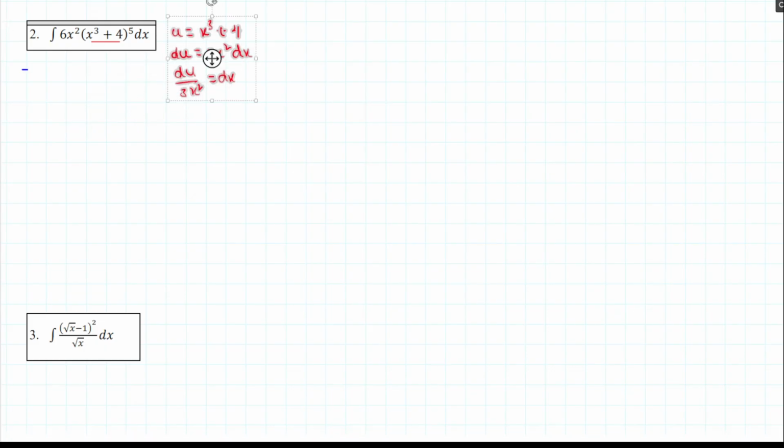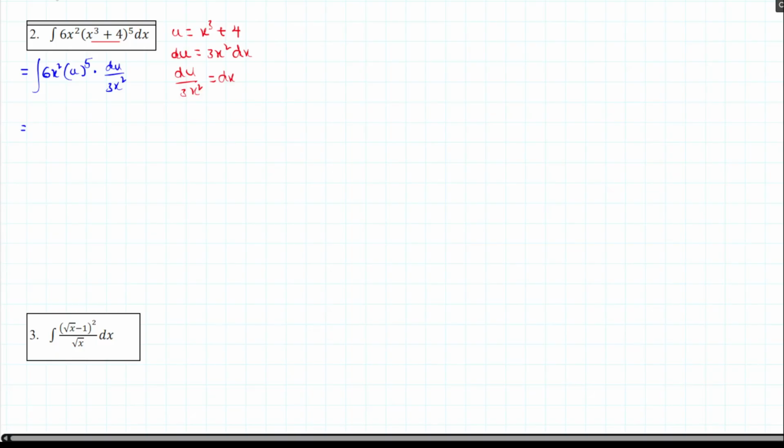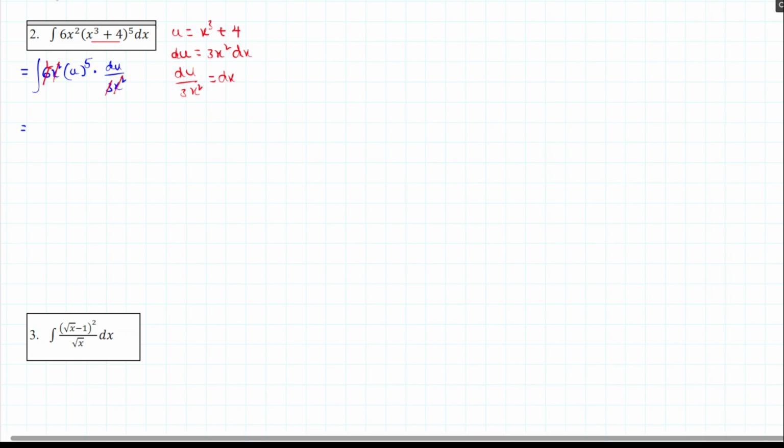Now this integral becomes the integral of 6x squared times u to the power 5, and dx is du over 3x squared. You can see the x squared gets cancelled, and 6 over 3 is 2, so we get 2 times the integral of u to the power 5 du. You can factor out the 2.